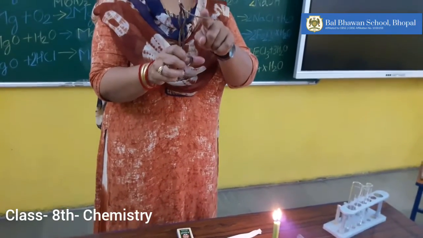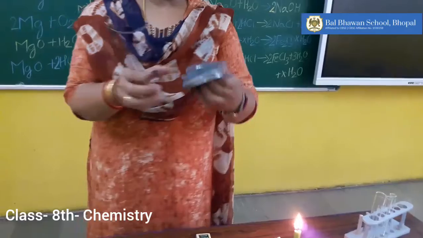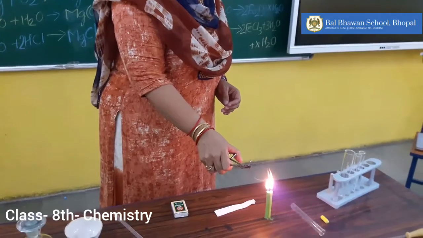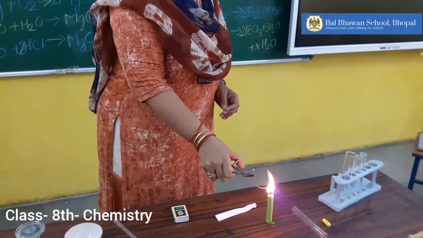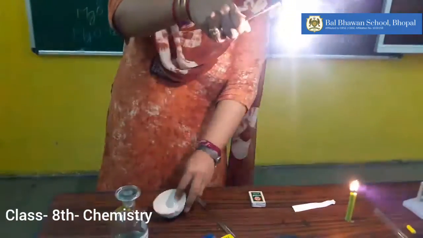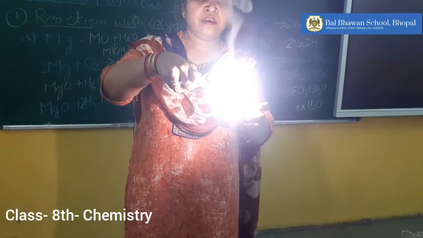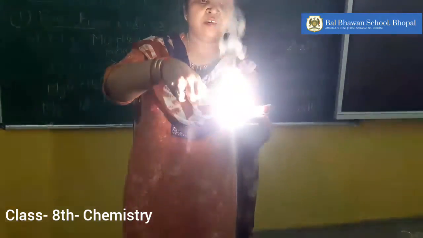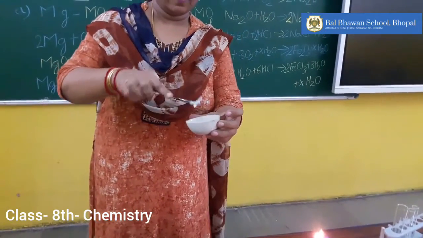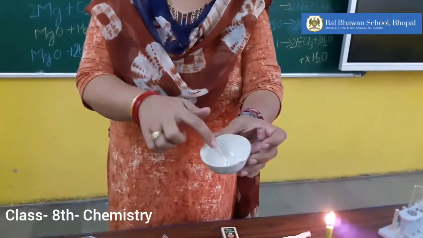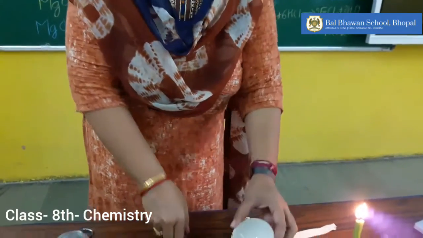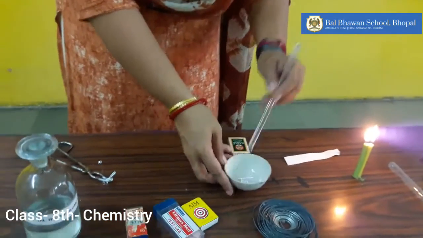This is magnesium ribbon. You can see I am going to heat this magnesium ribbon in the presence of oxygen. If we use a Bunsen burner, then the reaction will be slightly faster. Now you can see the white dazzling flame, and I am collecting the magnesium oxide. So now I have obtained the magnesium oxide. This is white ash. Now I will divide this into two parts.